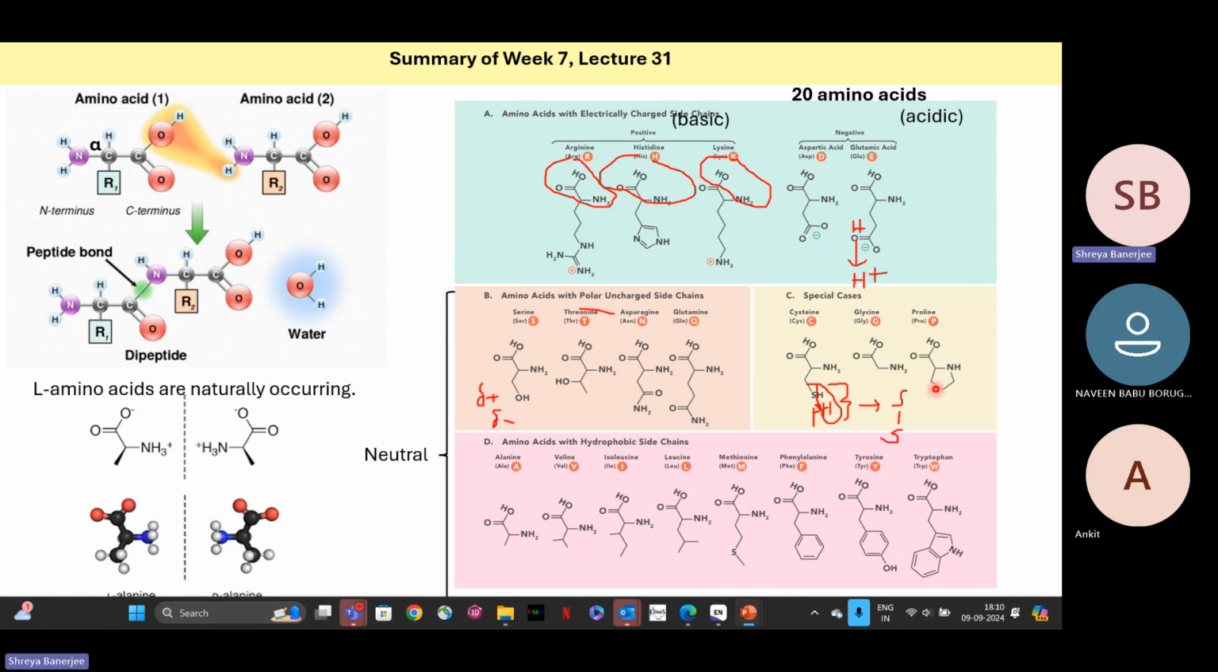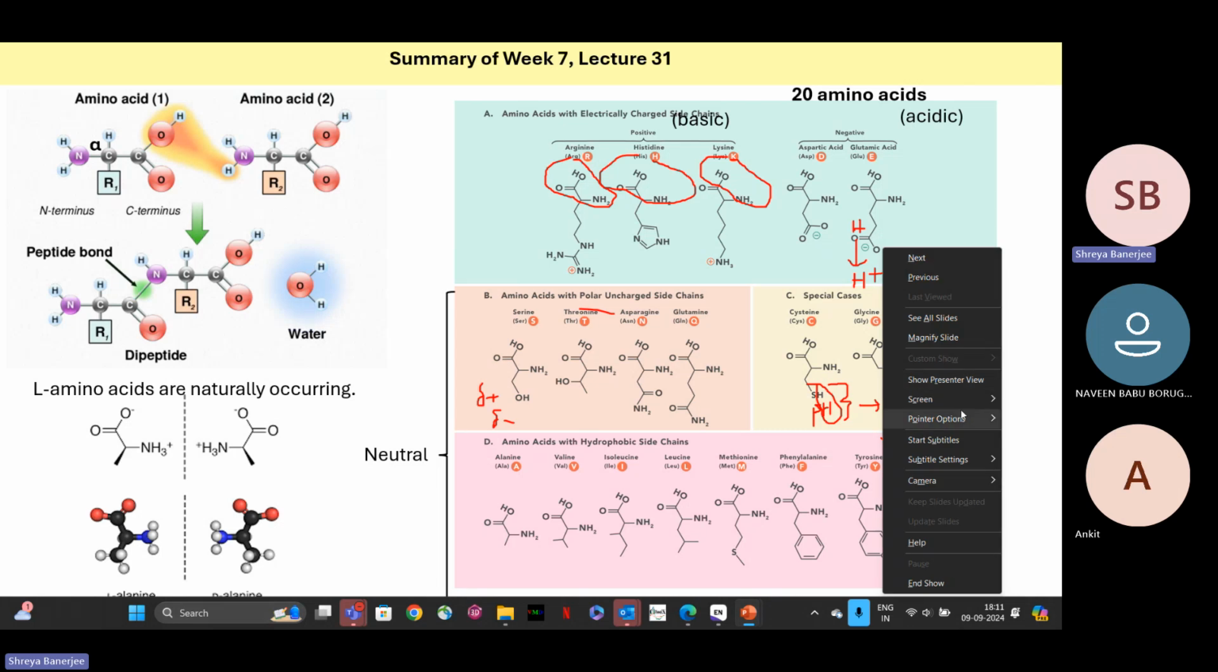Then proline is another special amino acid because this NH is a secondary amine. So in all the other amino acids, if you see, it is NH2. That is called a primary amine. But proline, the backbone forms a cyclic, 5-membered ring. So proline, the NH2 actually becomes NH.